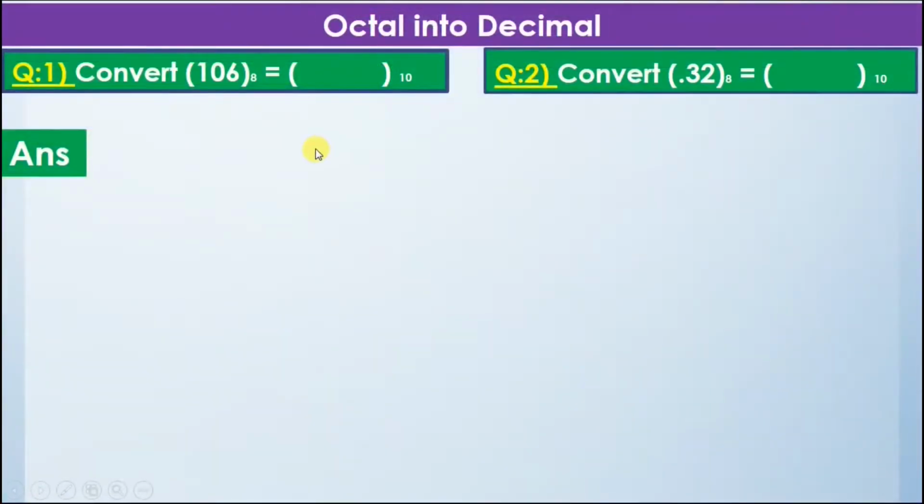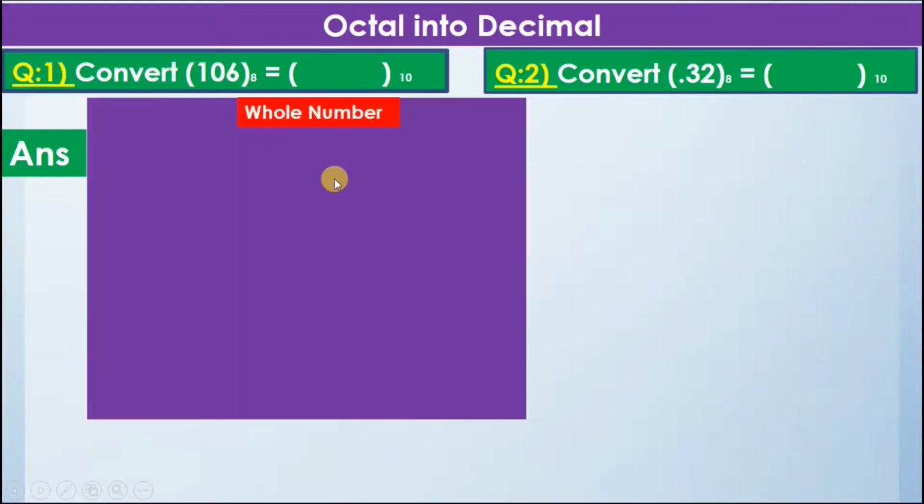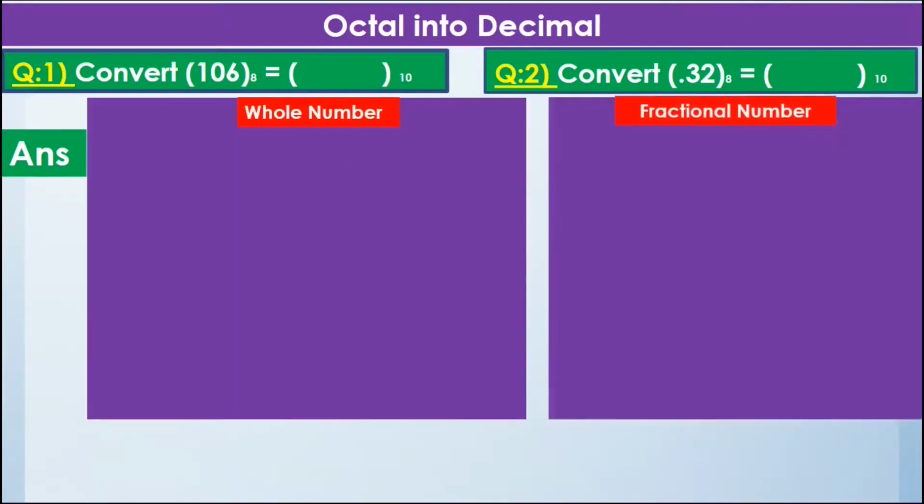So now we will see how to convert an octal number into a decimal number using whole numbers as well as floating point numbers. First of all, we are given question number 1, in which we have to convert the number 106 in octal into decimal. First of all, we will see how to solve the whole number. So we are given the number 106.